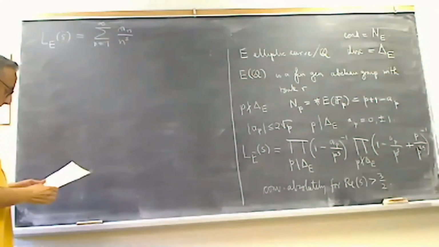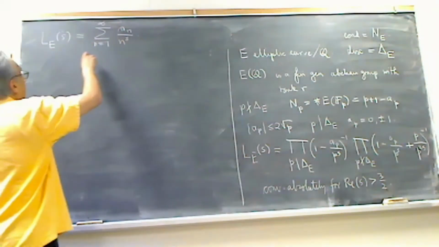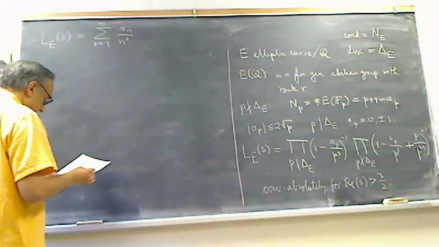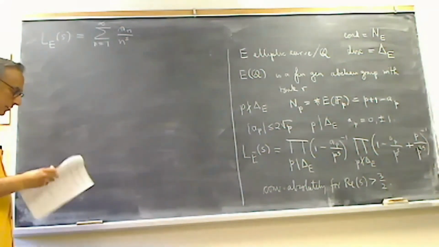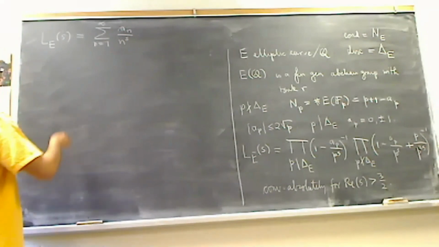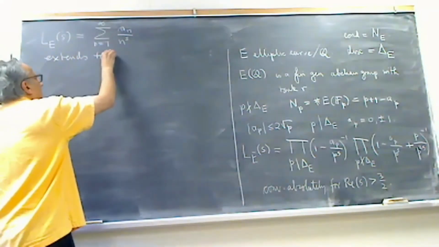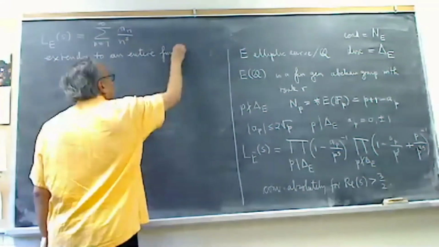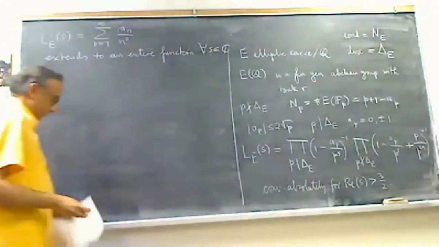And the modularity conjecture, now theorem, tells us that these coefficients a sub n are Fourier coefficients of a modular form of weight 2. And we have all the classical knowledge with respect to these kinds of zeta-like functions. L_E of s extends to an entire function for all s in the complex plane.